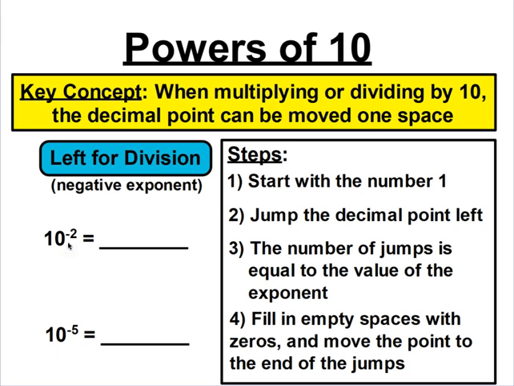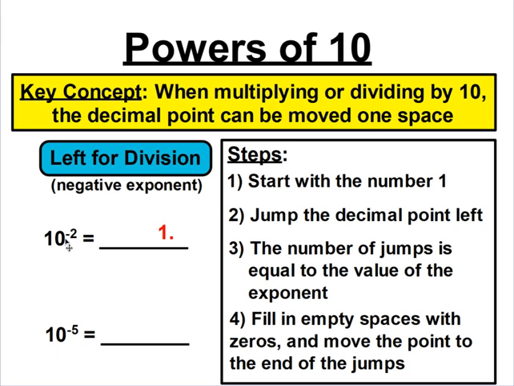Example 1, 10 to the negative second power. So I'm going to look at my steps and start with the number 1. So I'm going to write the number 1 down. Now I'm putting a decimal point after the 1 because for a whole number, that's where it goes, after the number. I'm going to jump that decimal point to the left because this number is negative. So if I see negative 2, the negative sign means I'm going to jump the decimal point to the left. The absolute value of the exponent, 2, tells me how many jumps to make. So the number of jumps is equal to the value of the exponent.